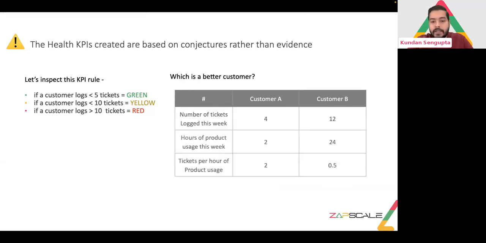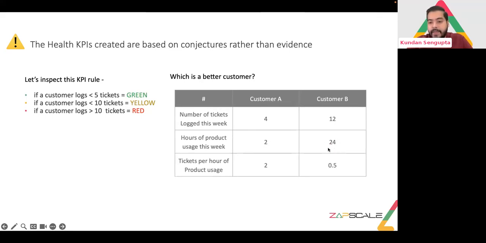And when we look at this data, we see that customer A has actually raised 4 tickets with you by just using the product for 2 hours last week, which means that if we bring it down to unit usage per hour, customer A has used your product, they have raised 2 tickets with you. Whereas customer B has raised 12 tickets, but they have used the product much, much more. They have used your product for 24 hours.